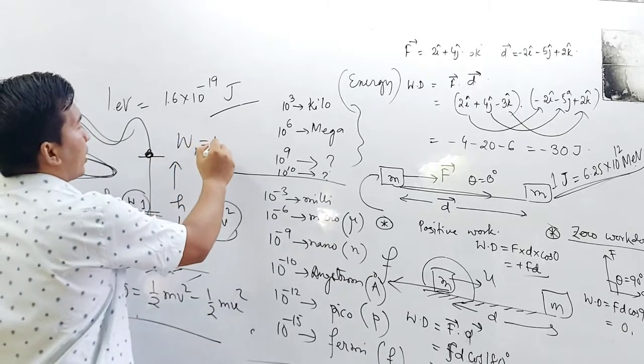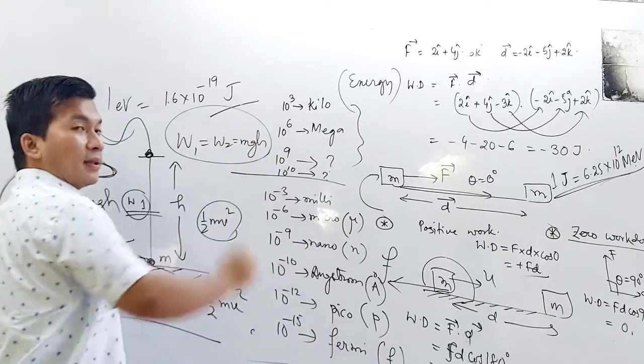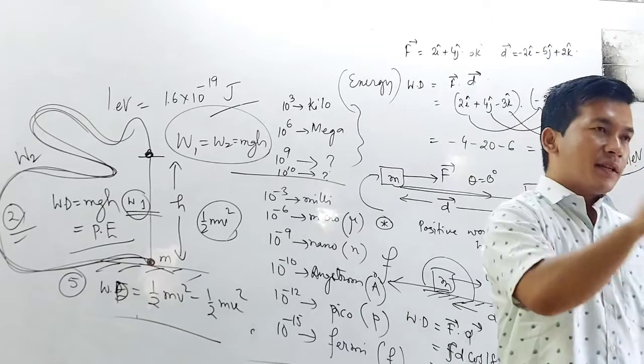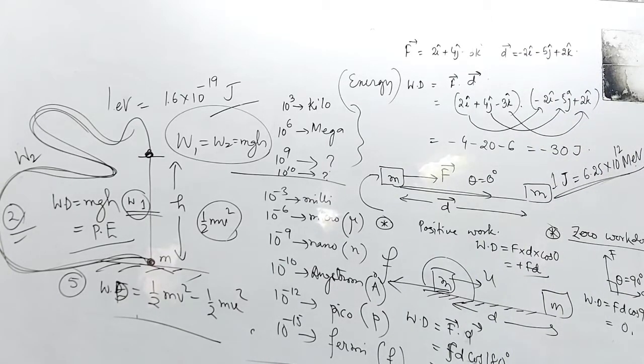W1 will be equal to W2 and it will be equal to mg. If the work done is dependent only on the initial and the final point, then that type of force is known as a conservative force. That is, a conservative force depends on the initial and final points and is independent of the path taken.